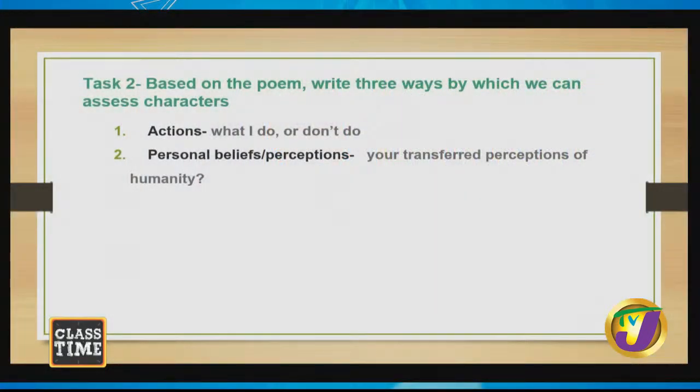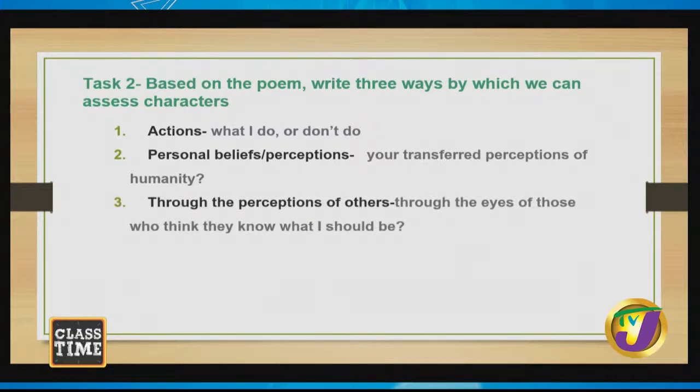Did you say through our personal beliefs and perceptions? Very good. Sometimes we have preconceived notions of how people should behave. And as a result of that, we foist ourselves and our beliefs upon them. So we think that they should be operating in a certain way, and if they do, we appreciate them. If they don't, we don't appreciate them. So that's another way, through our personal beliefs or perceptions.